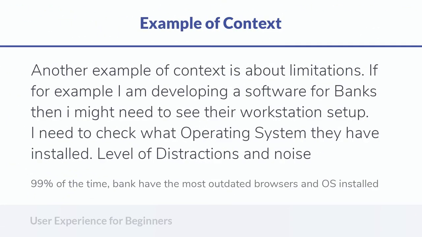Now let's see another example of the context of use. Context can also tell us about the limitations of our software or usage. For example, if I am developing software or an app for banks, then I might need to see their workstation setup. I need to see what operating system they are using, what browser they are using, or what version of the operating system they have. It can also tell me how many distractions they have. For example, they have a lot of crowd in the bank, or there is a lot of noise in the bank, fan noises, or how their office is set up, how their rooms and their chairs are set up. Also, what is the screen brightness, or what kind of monitors they are using.